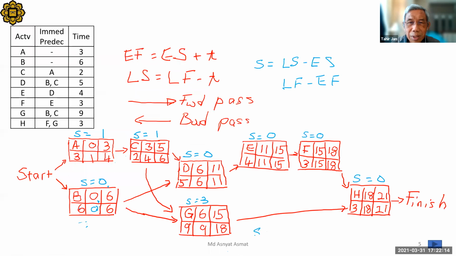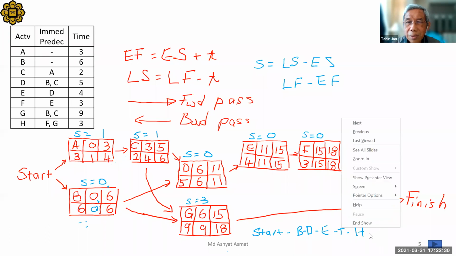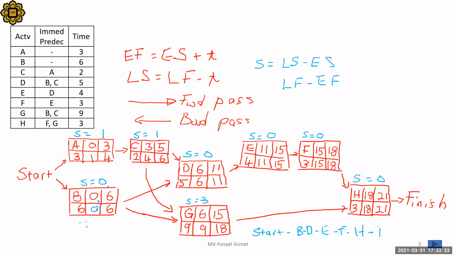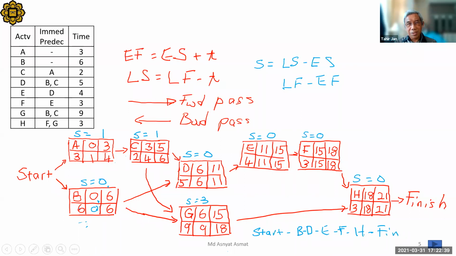So start, B, D, E, F, H, finish. So what is this? Start, B, D, E, F, H, finish. What do we call this? Critical path.